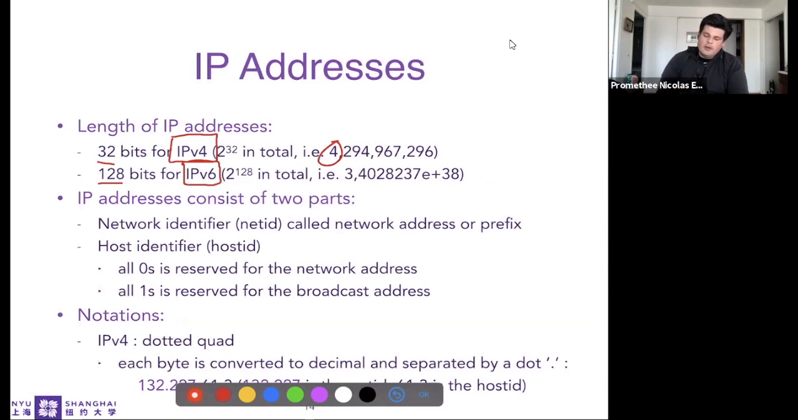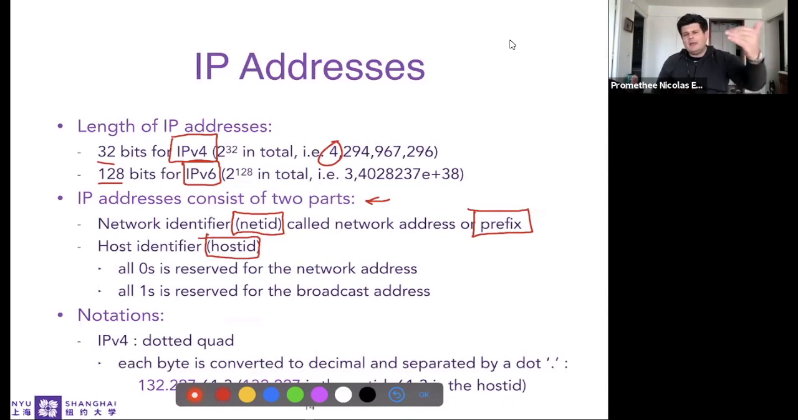Okay, so IP addresses consist of two parts, just like phone numbers, all right? Here we have a first part, which is called the net ID. We also call it a prefix, and that will identify the network that I belong to. And the remainder is the host ID, and the host ID will identify a host within this network. That's it.